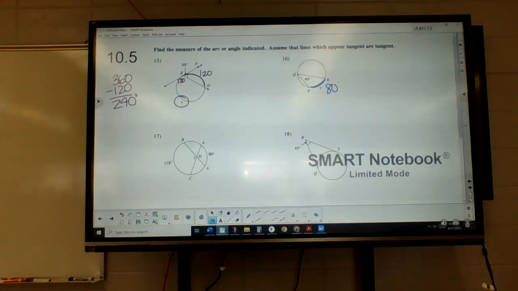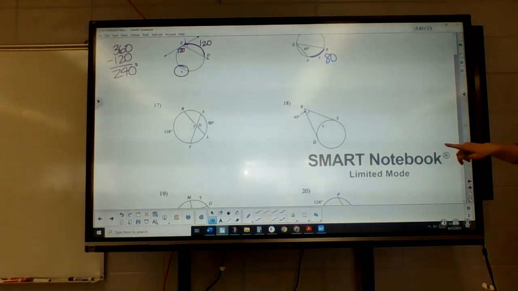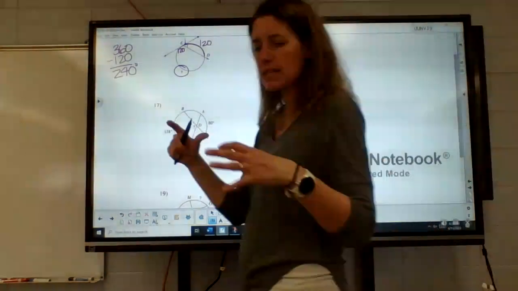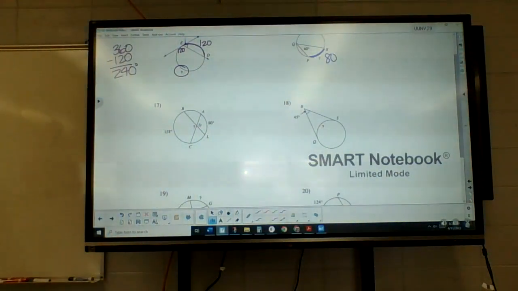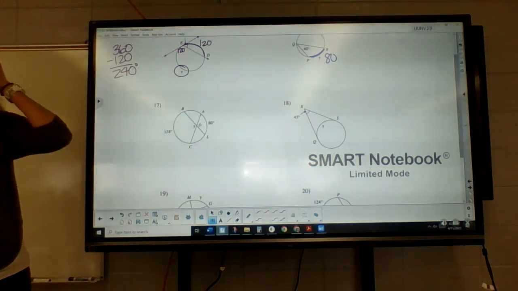All right, our next couple are the other two types that we had with this. This first one, the angle's inside the shape, but it's not a central angle. They don't tell us what the center is. So we have a formula for these next couple here.